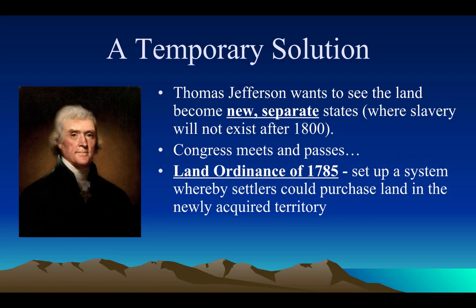So Thomas Jefferson comes up with this temporary solution. He wants to see the land become new, separate states where slavery will not exist after 1800. Okay, so Congress meets and they passed a law that was the Land Ordinance of 1785. This established a system where settlers could purchase land in this newly acquired territory. He kind of wanted to slow down this race to grab land after the Treaty of Paris by establishing a procedure where settlers could claim territory.